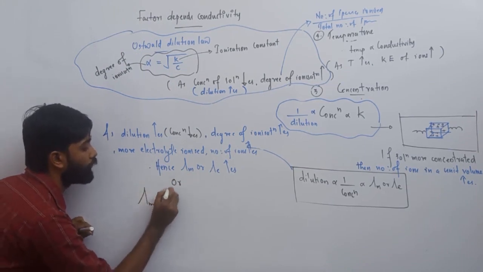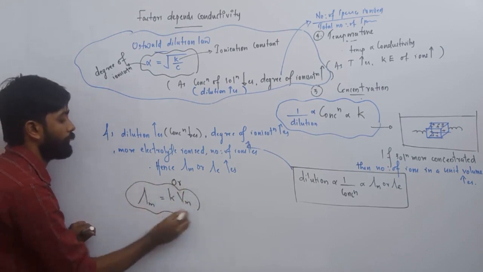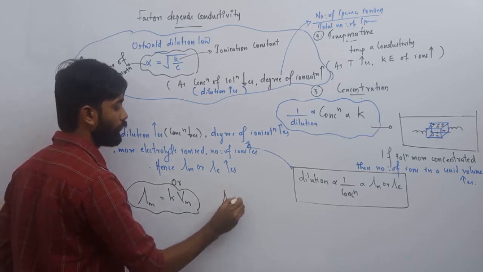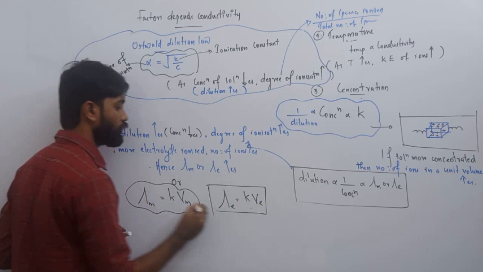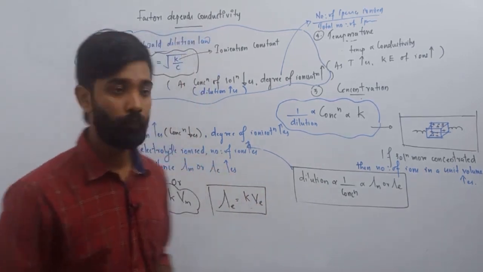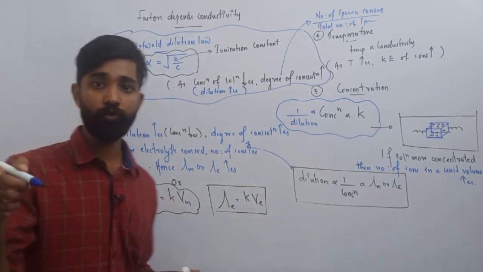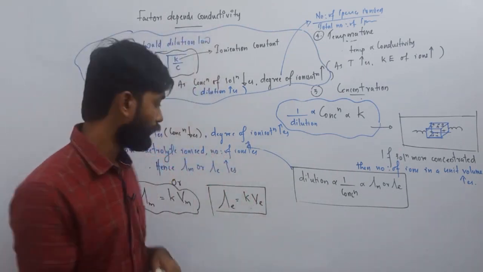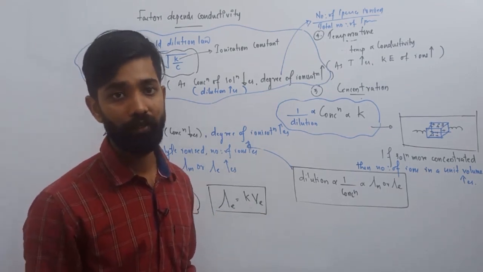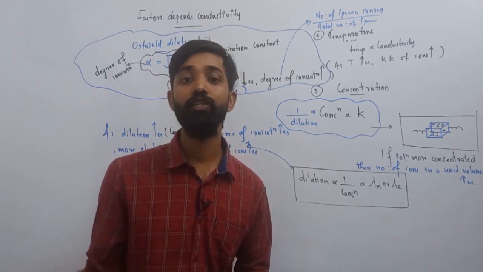Or else we can define it in this fashion. Lambda m has an equation. Lambda m is equal to kappa into Vm, or lambda e equal to kappa times Ve. This is also an equation for your molar conductance. When we substitute for Vm, the expression of Vm will be 1000 divided by molarity, and the expression of Ve will be 1000 divided by normality.